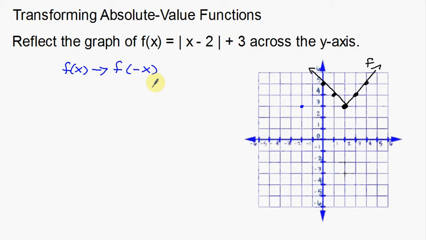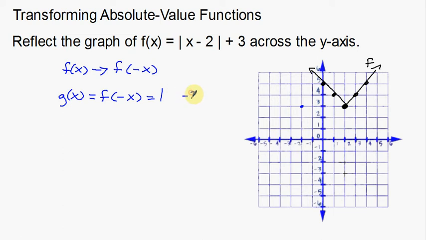That's how I'm going to change my function. So my new function is going to be g of x. That's the traditional new function that we use. My new g of x, I'm going to take the old one, and I'm going to take the opposite of the x. So wherever there's an x, I'm going to replace it with a negative x. Here's my original function. That's a minus, not a plus.